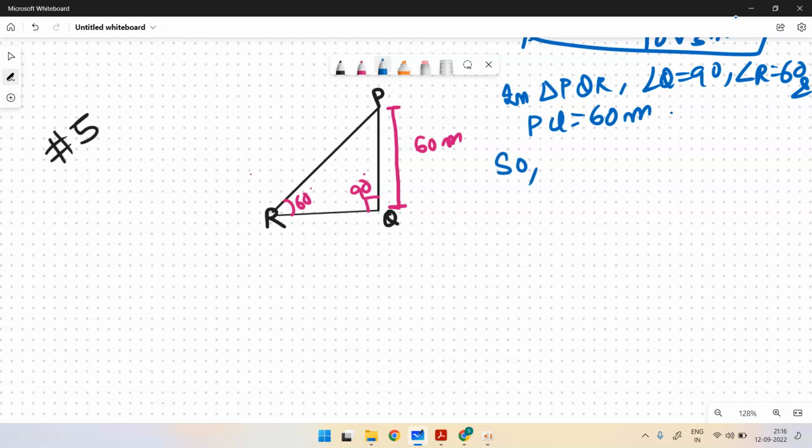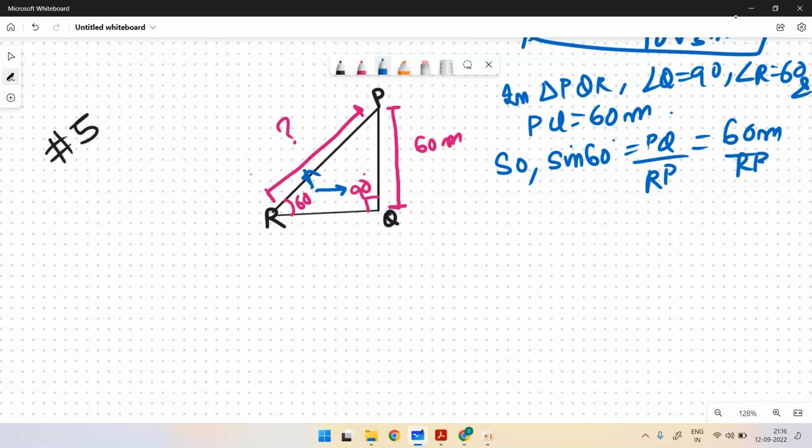From here you need to find the length of the string, which is nothing but RP. Now as per this, theta is 60 degree, and with respect to this, this is my perpendicular and this is my hypotenuse. Perpendicular by hypotenuse is sine theta. Sine of 60 degree is PQ by RP. PQ is given to be 60 meters, RP I don't know, but sine of 60 degree is root 3 by 2. So I can write 60 by RP equals root 3 by 2.